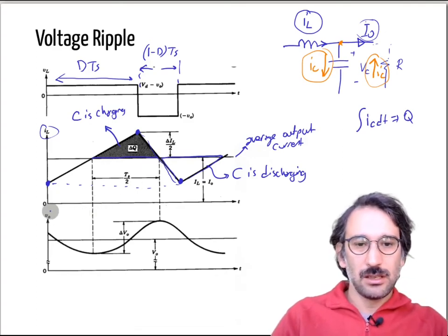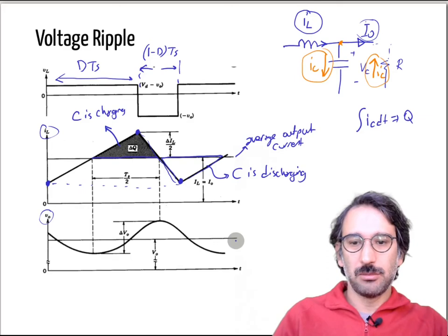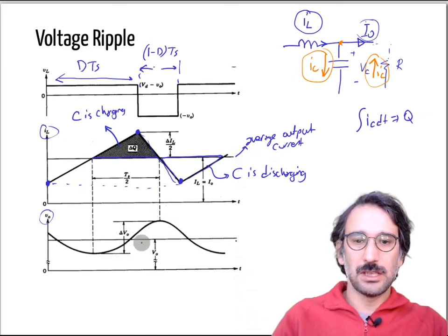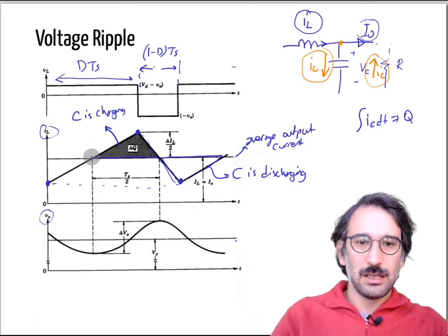So here you see it is kind of exaggerated, of course. In a properly designed buck converter you will not see that amount of ripple voltage. But anyway, let's see the relation before getting into the mechanical derivations.